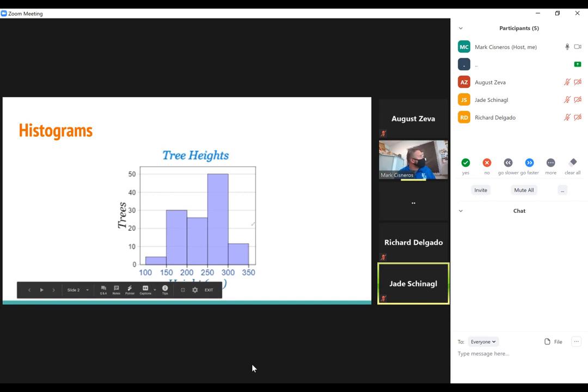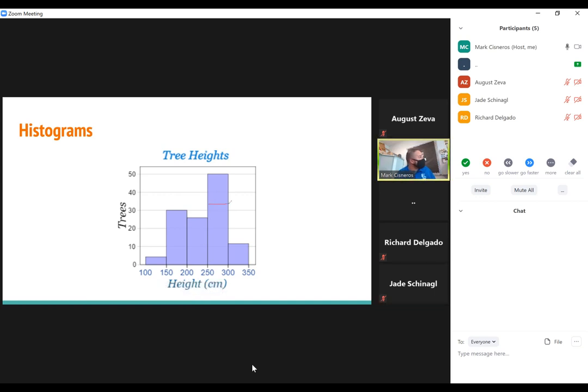Where's my mouse? The width of each of these bars is how much? How much is each of these bars wide? They're 50. They're 50 centimeters, really. That's called the bin size of a histogram. The bin size of the histogram. What axis is this? That's the x-axis, and I hope you guys know that this is the y-axis. A little bit of algebra back for you.